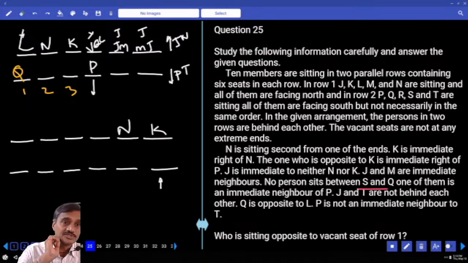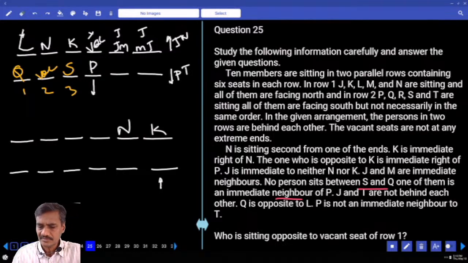S and Q are adjacent to each other. No person between S and Q. One of them is an immediate neighbor of P. As one of them is an immediate neighbor of P, S must be here. If S is here, then vacant must be here. No one is in between S and Q. Then P is not immediate to T, so T is here.